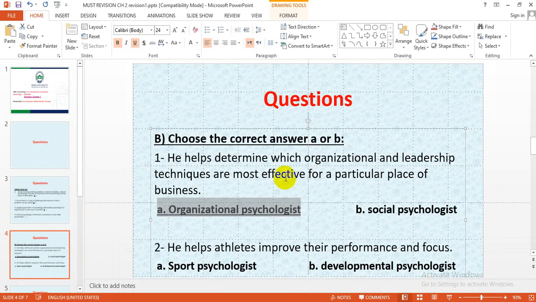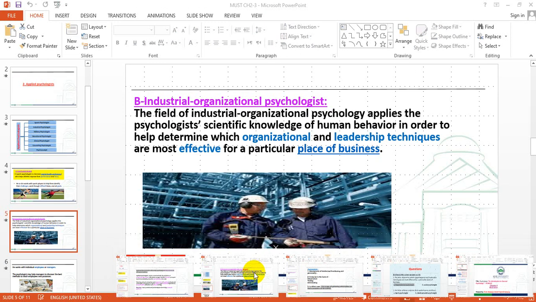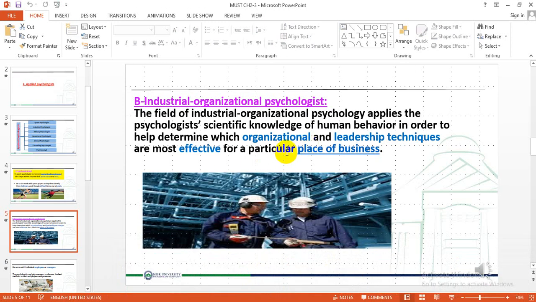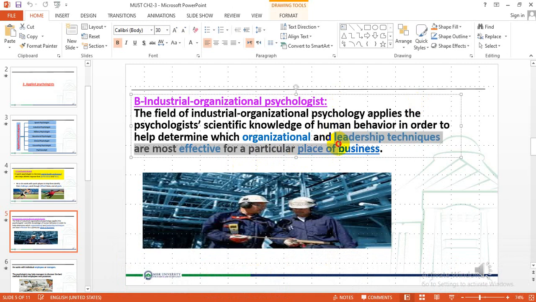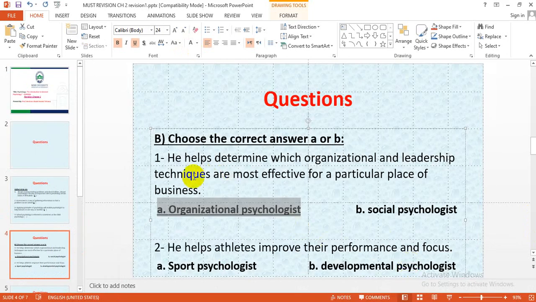Let me remember the question: determine which organizational techniques are most effective. Yes, this is the answer. So he helps determine which organizational and leadership techniques are most effective. It is organizational psychology.